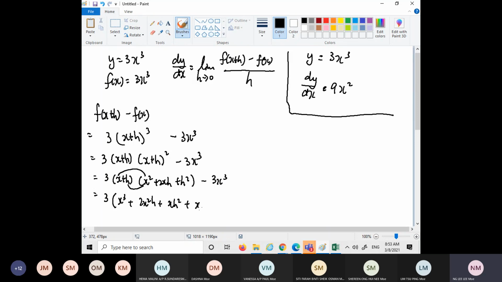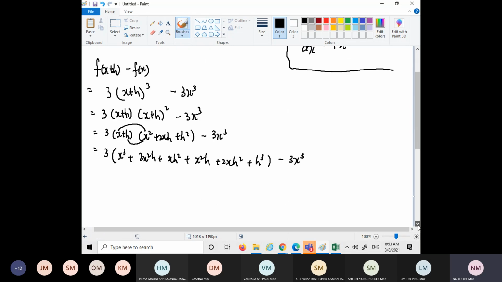So x squared h, 2x h squared, and then h to the power 3. Okay, I have done the expansions. Next, before I bring in the 3, I should group the like terms, then arrange it nicely.